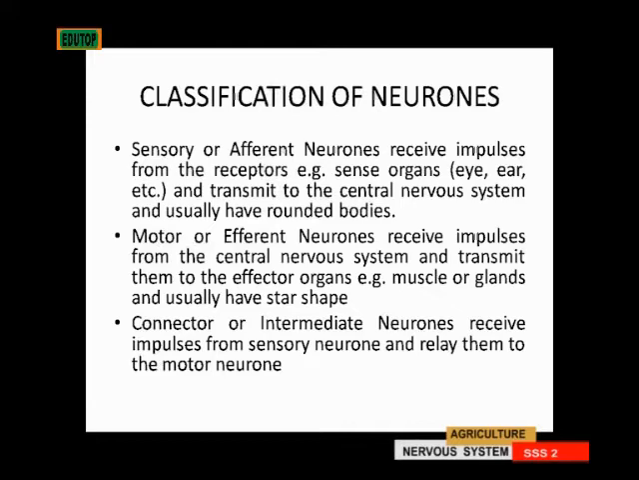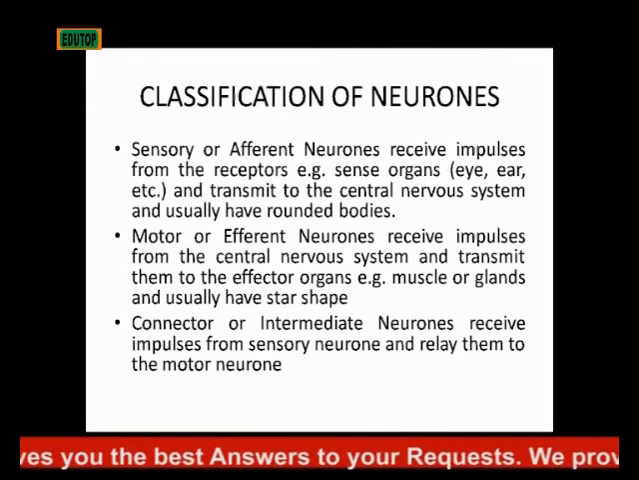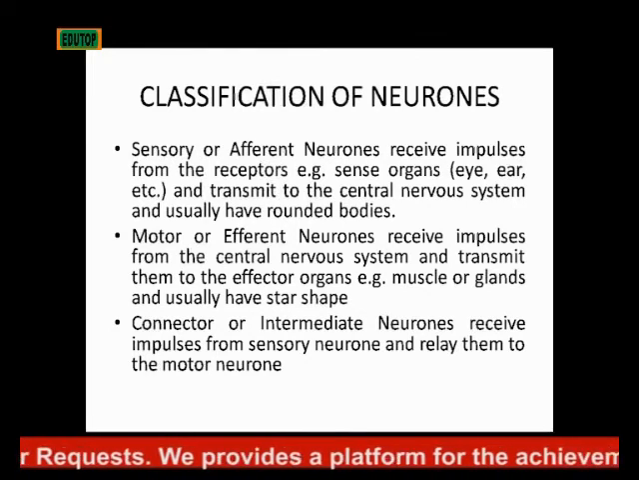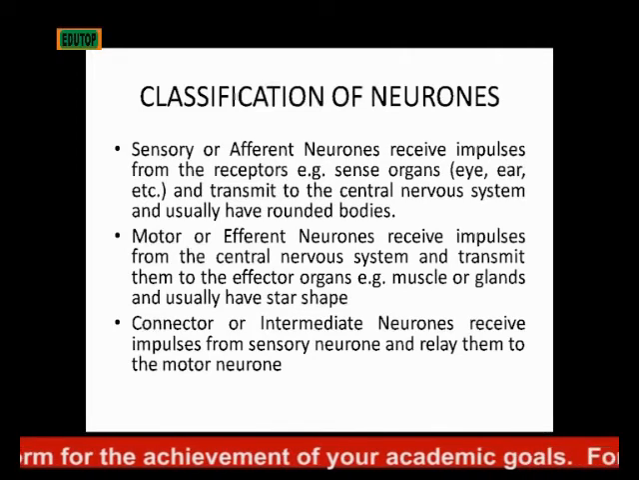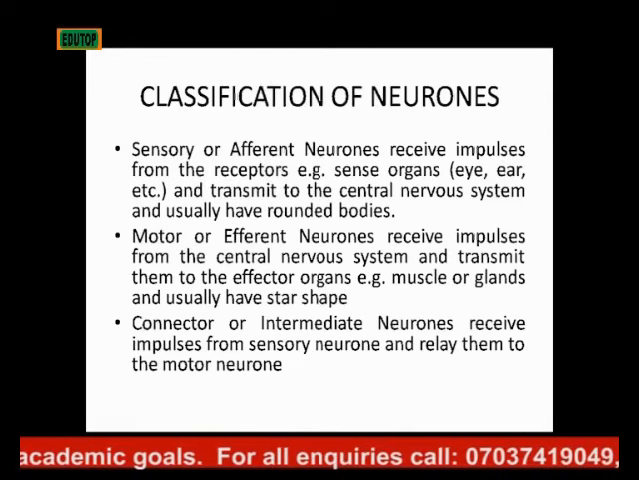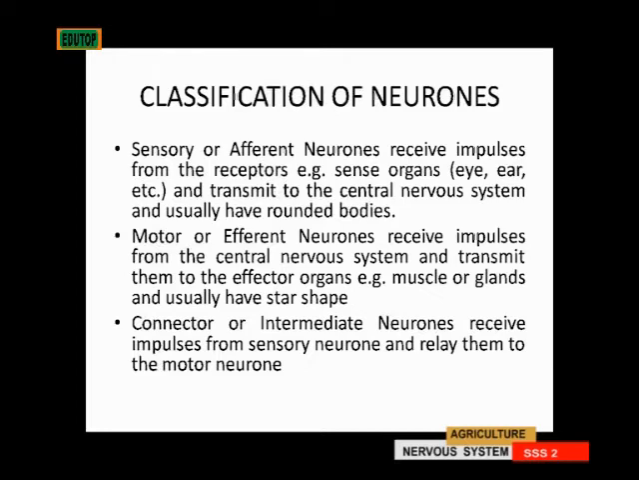The motor neurons receive impulses from the central nervous system and transmit them to effector organs. You see, sensory neurons receive impulses from the sense organs, your eyes, your hair, and transmit them to the central nervous system, while motor neurons receive impulses from the central nervous system and transmit them to effector organs such as muscle glands, and they have a star shape. Motor neurons have a star shape, while sensory neurons have round bodies. Then connector or intermediate neurons receive impulses from sensory neurons and relay them to the motor neuron. So they stand in between the sensory neuron and the motor neuron.